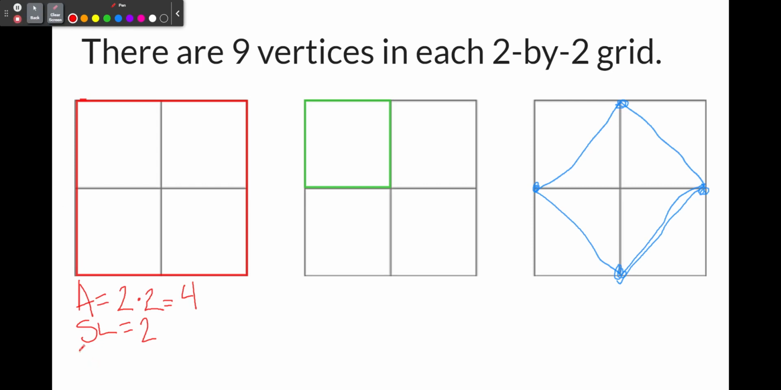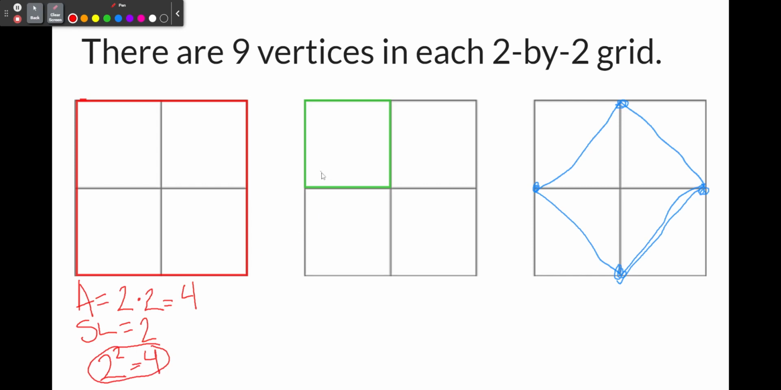And then they want us to write an equation that shows the relationship between the side length and the area. Well, we did come up with area is 2 times 2 is equal to 4, and our side length is 2. So what we're going to do is say 2 squared is equal to 4. So this is our equation for this.